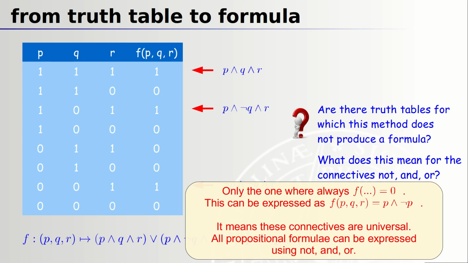A table for an expression that is always false would not produce a meaningful expression using this method. However, there are simple formulae that are always false, so we could use one of those. What this means is that the connectives and, or, and not are universal in propositional logic. We can express any propositional statement, any formula with them.